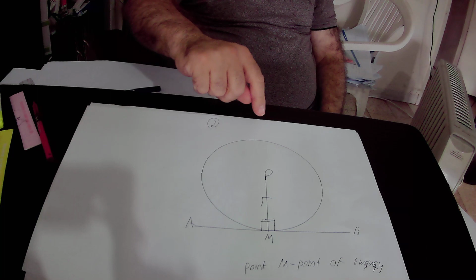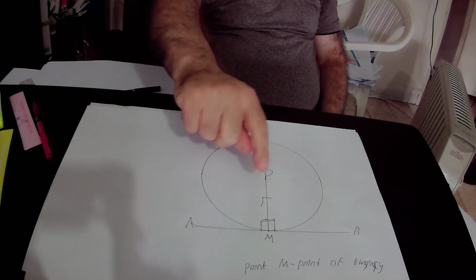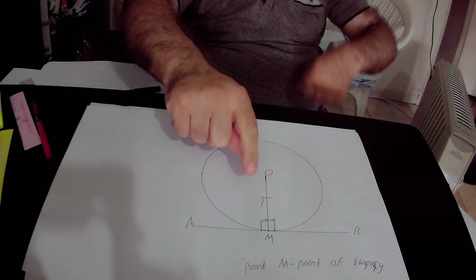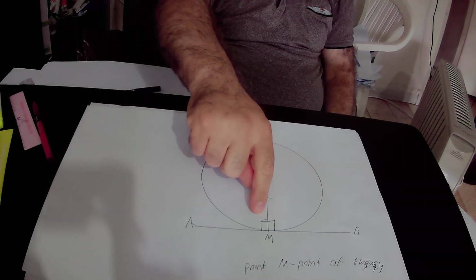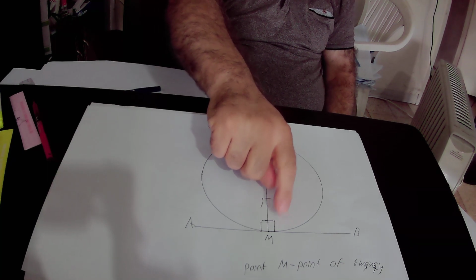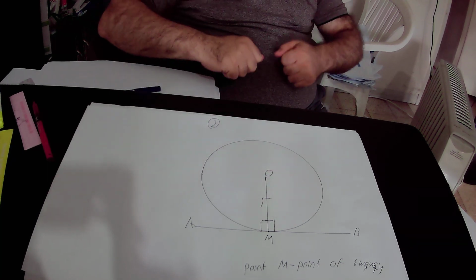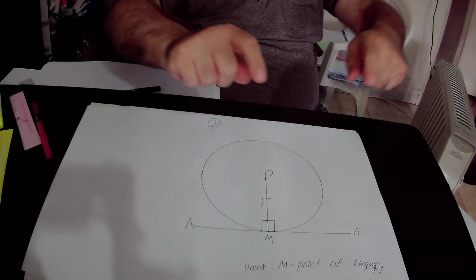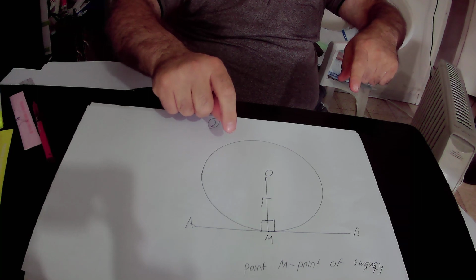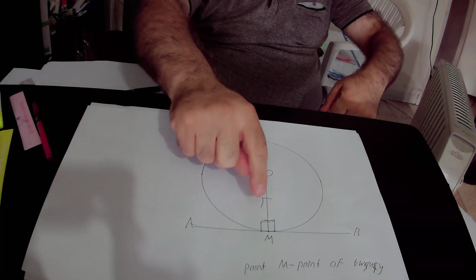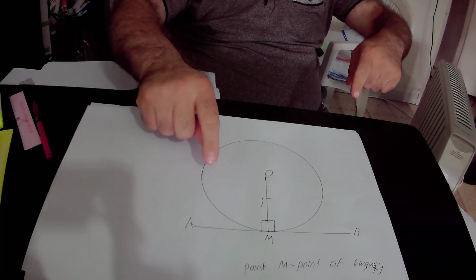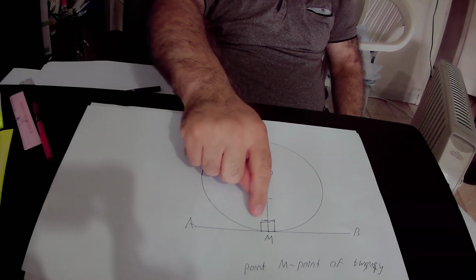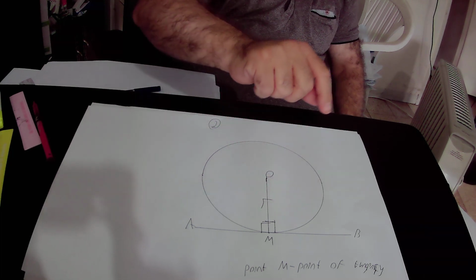So if we have radius OM that is drawn to the point of tangency, then the tangent AB will be perpendicular to this radius. That is to say, this angle will be equal to 90 degrees and this angle will also be equal to 90 degrees. So whenever you have a radius that is drawn to the point of tangency, then the tangent will be perpendicular to that radius. In this case, the radius OM is drawn to the point of tangency, therefore the tangent AB is perpendicular to this radius. That is to say, this angle equals 90 degrees and this angle also equals 90 degrees.